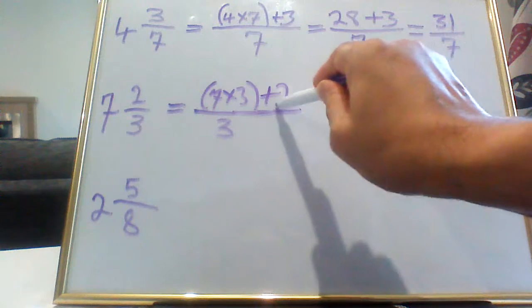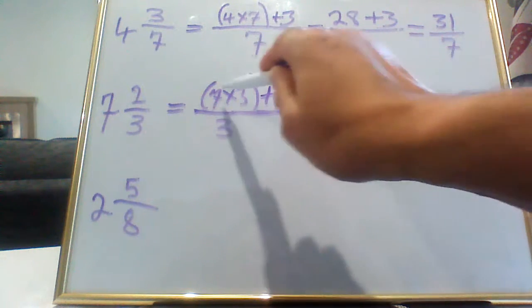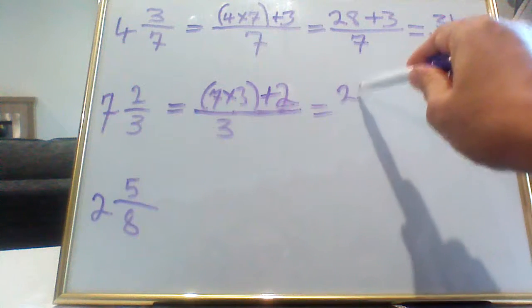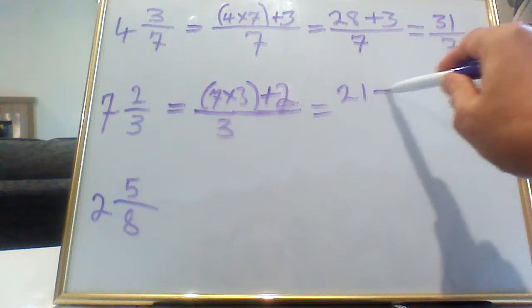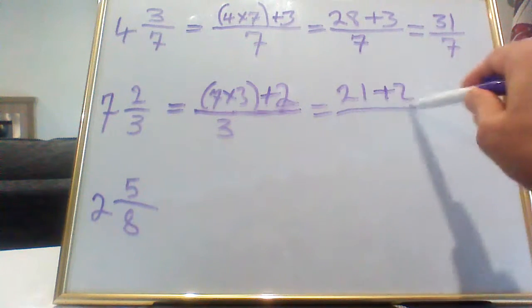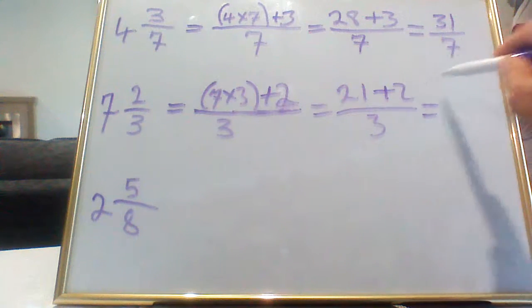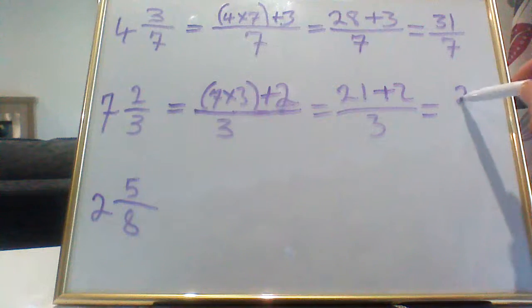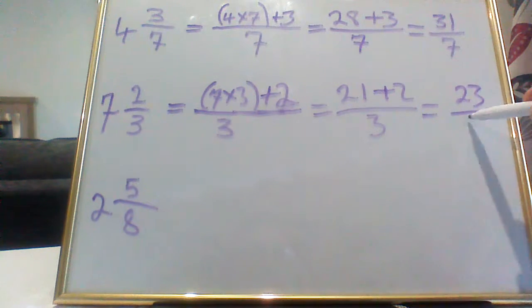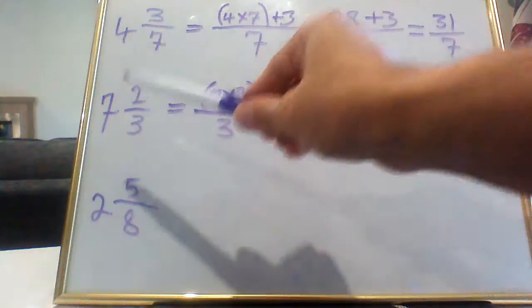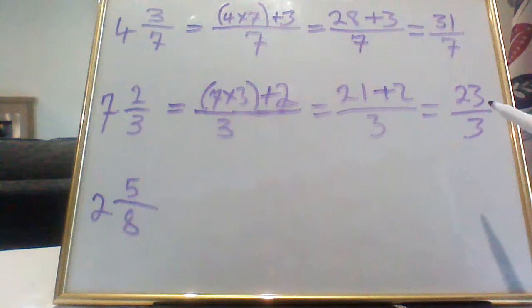Okay, so we're going to take it to the next step. 7 times 3 is 21. Now we can add the 2 to that. Keep the same denominator. 21 plus 2 is 23. So there you have it. 7 and 2/3 when converted into an improper fraction becomes 23/3. Right, let's move to the final example.